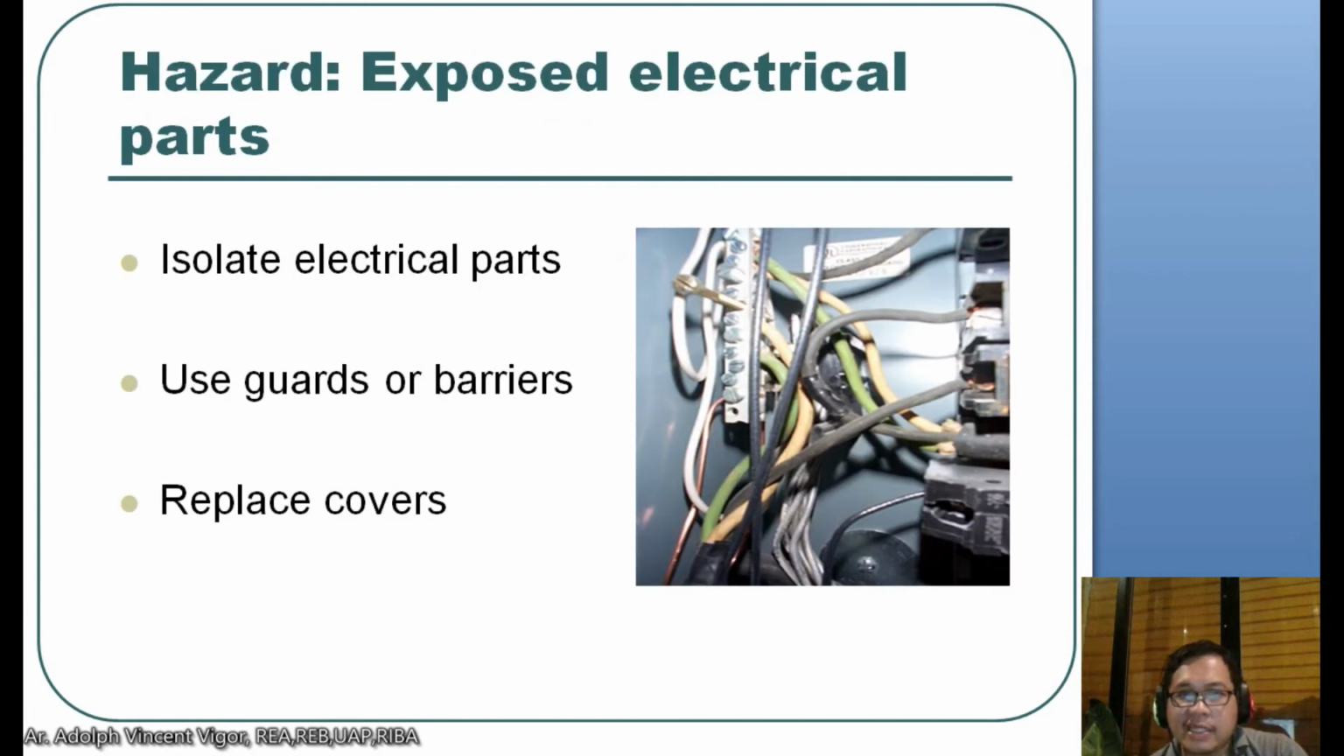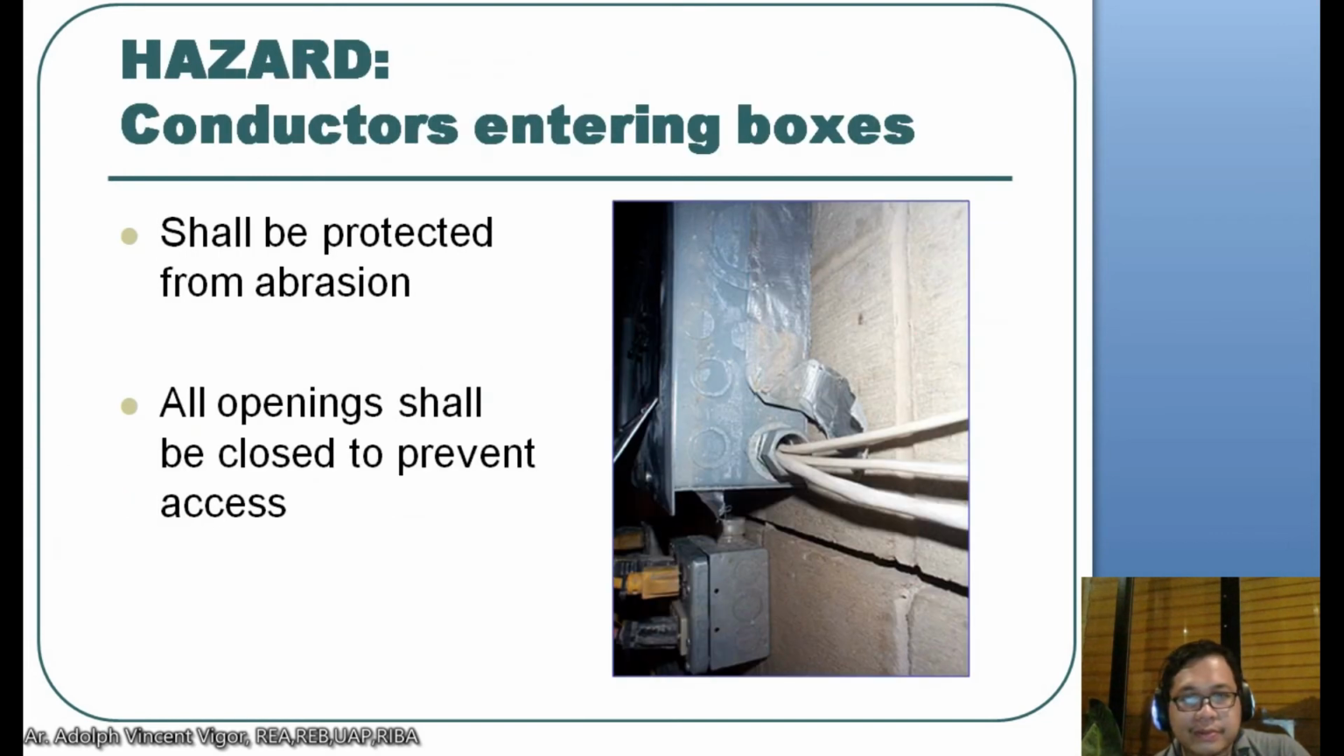So here's some of the hazards. Exposed electrical parts. So what you do, you isolate electrical parts, you use guards or barriers, then you replace covers. Then for example hazard, the conductors entering boxes so shall be protected from abrasion, and all openings shall be closed to prevent access.